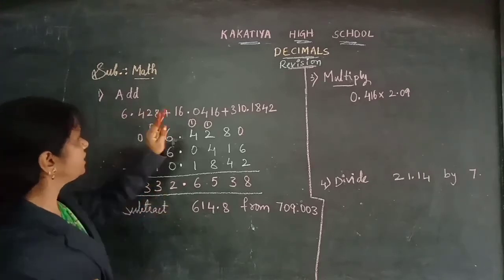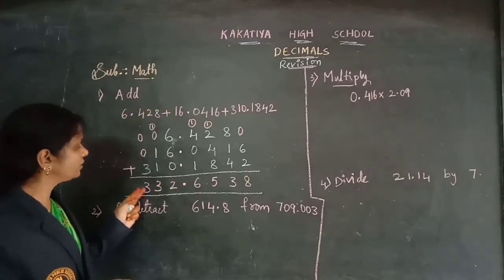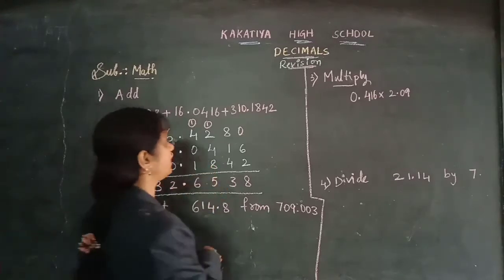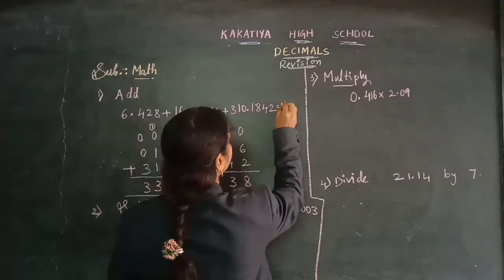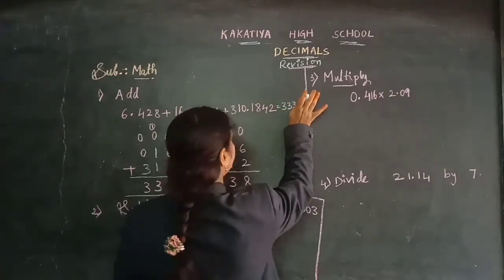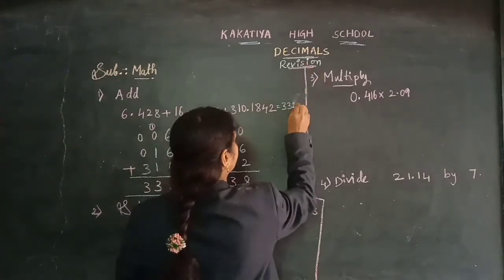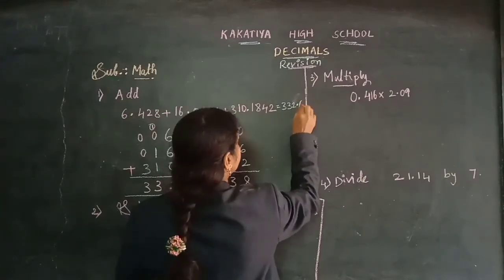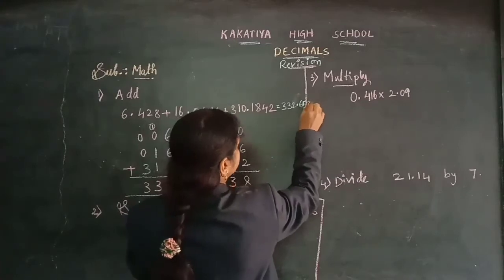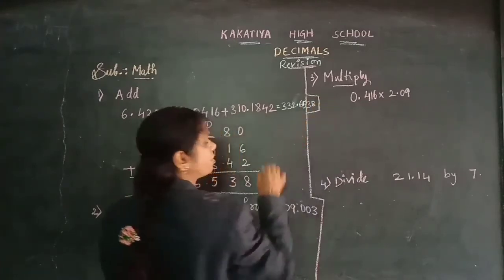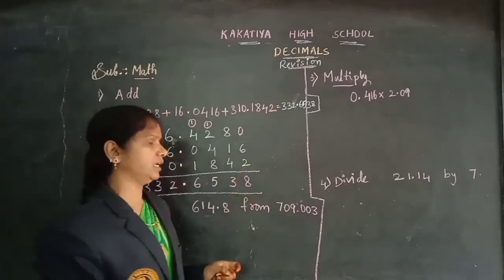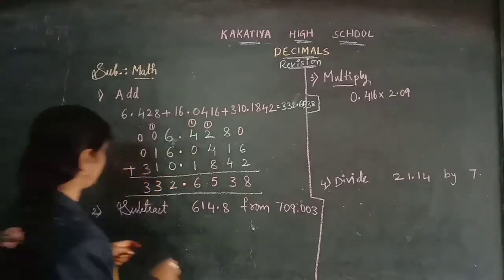So when you are adding this, what are you getting here? 332.6538. The answer is 332.6538. So the sum of these three numbers is 332.6538. Come on, let's do the subtraction, children.